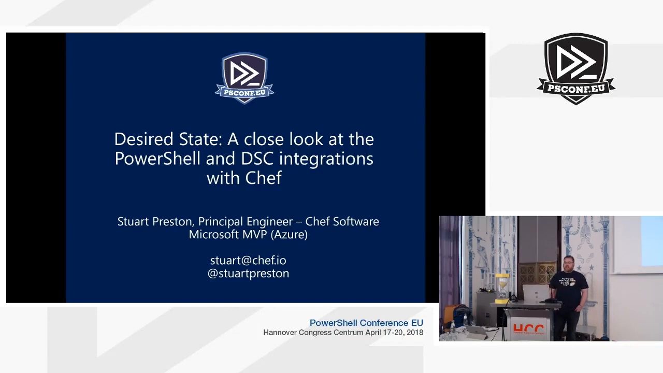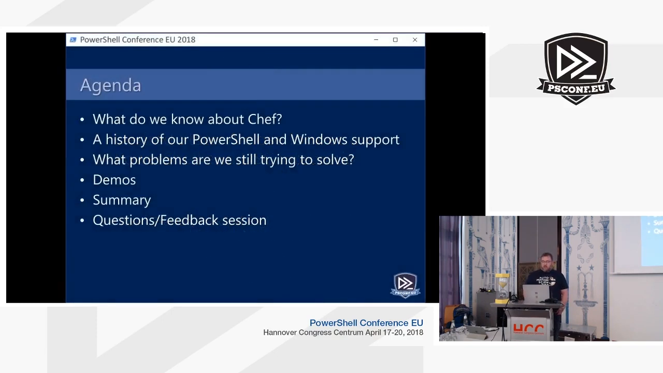This is Desired State, a close look at our PowerShell and DSC integrations with Chef. So I work at Chef, as is clear by the title. What we're going to talk about today is what do we know about Chef. We're going to have a look at our history of PowerShell and Windows support. And we can look at what problems we're still trying to solve at Chef to allow people to automate properly on the Windows platform using Chef and PowerShell.